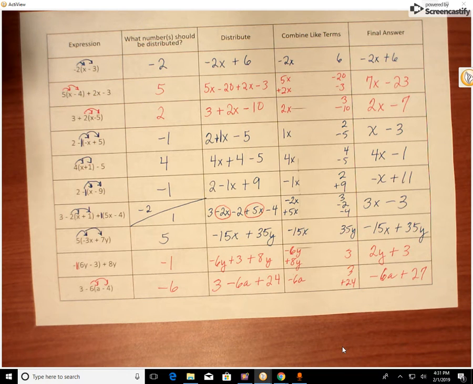Remember, you can watch videos for this because it is a 7th grade level skill. I won't spend a lot of time over it. I will try to help you get it.